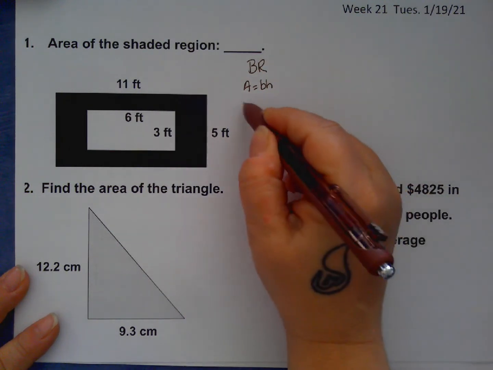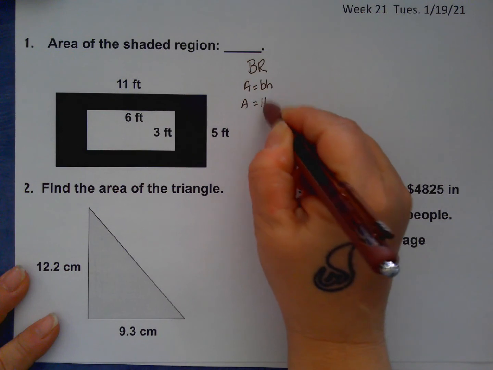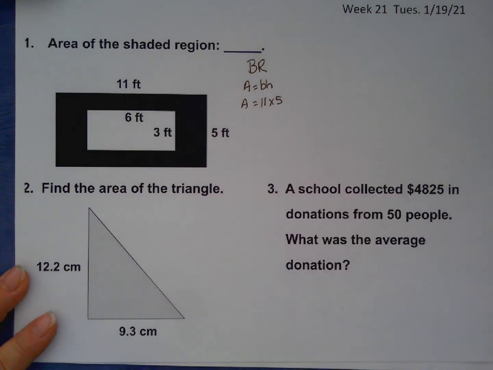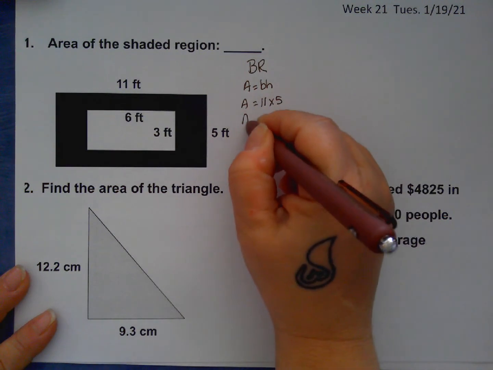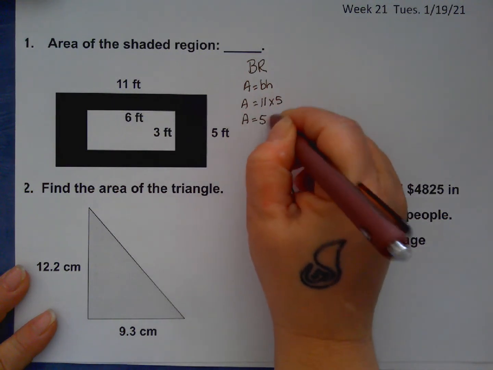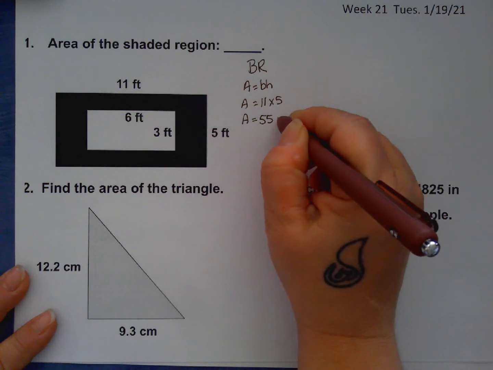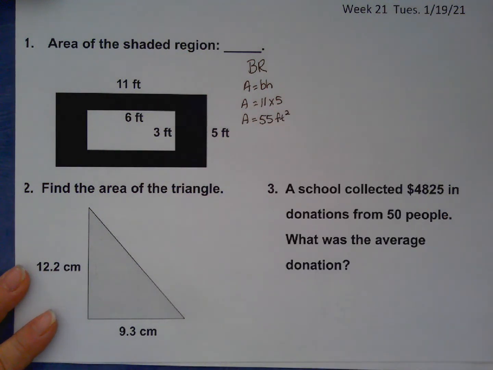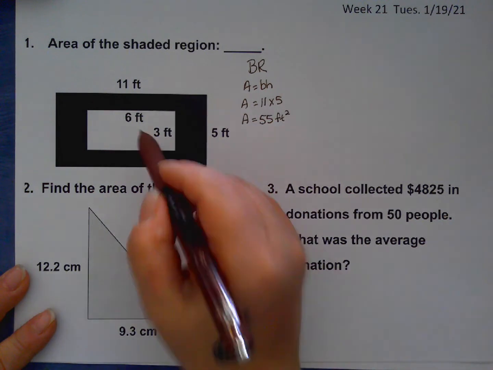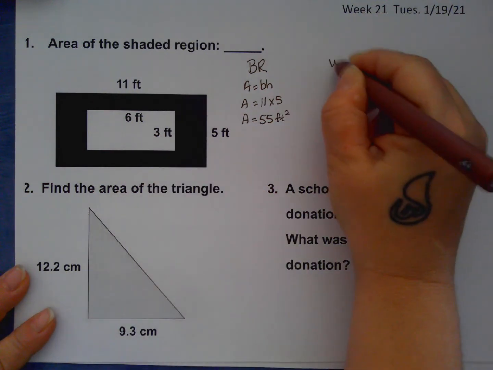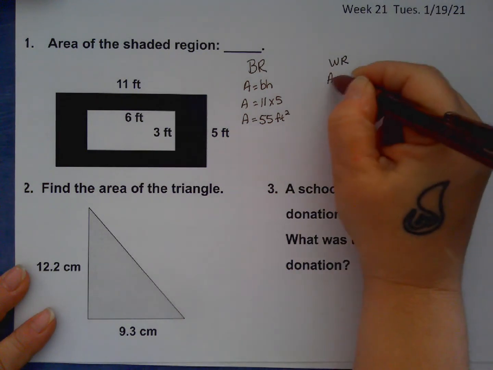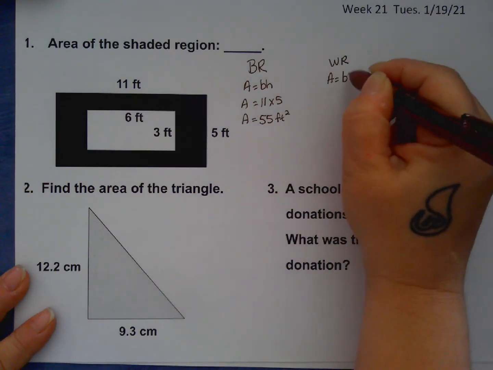Fill it in. Area equals 11 times 5. Now do the math. 11 times 5 equals 55. Remember, it's square feet. Okay. Then we have to do the white rectangle. So let's do the WR, the white rectangle. Remember, area of a rectangle equals base times height.